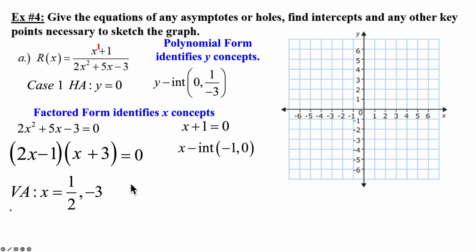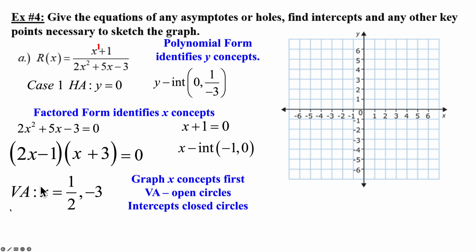Now, I do have a little method to my madness here, and I've created some strange steps here, and I only created them because it helped students not to make mistakes when they look at graphs. So the first thing I tell everybody is that you are going to graph all your x concepts first. Your vertical asymptotes are going to be graphed as open circles on the x-axis, and your x-intercept will be graphed as a closed circle. So negative 3 and the 1/2 open circles, plot those first. X-intercept, negative 1, plot that right there.